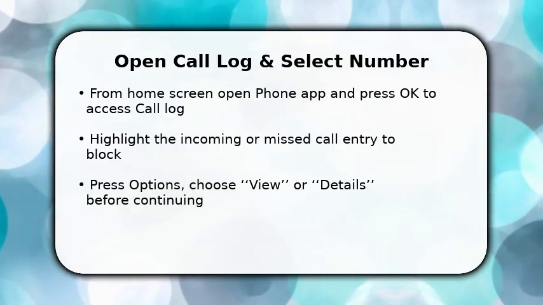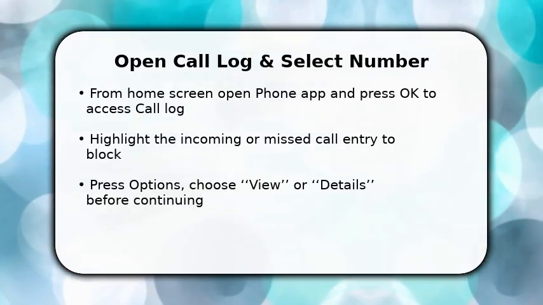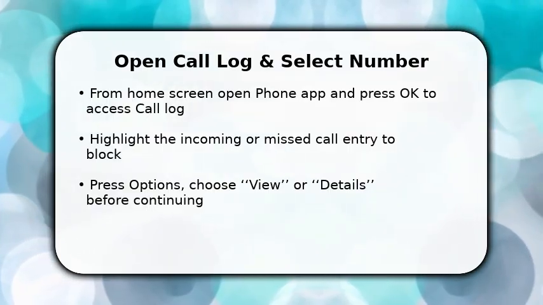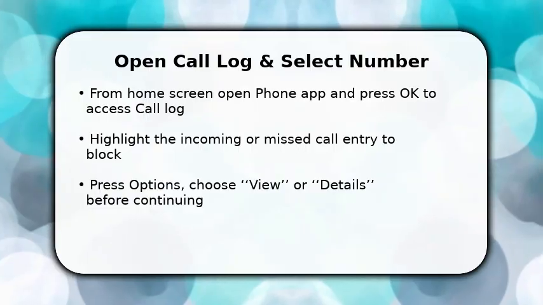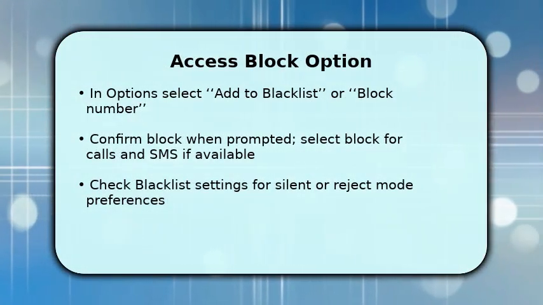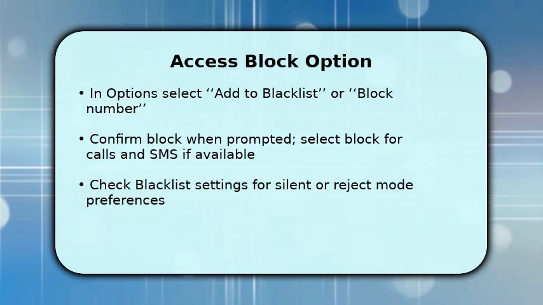Make sure the number shown is exact. If it's a caller ID with spaces or country code, note that variation before you apply the block action. Now select Options and pick Add to Blacklist or Block Number depending on your phone model. This is the critical step that prevents future rings.